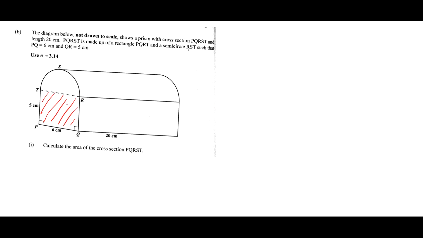So let's call that A1. So the area A1 will just be length by breadth, which is 5 multiplied by 6, which will give us 30 cm squared. Now let's call this semicircle A2. Now A2, the area of a semicircle is simply the area of a normal, complete circle, pi r squared, divided by 2. It's half the area of a circle.